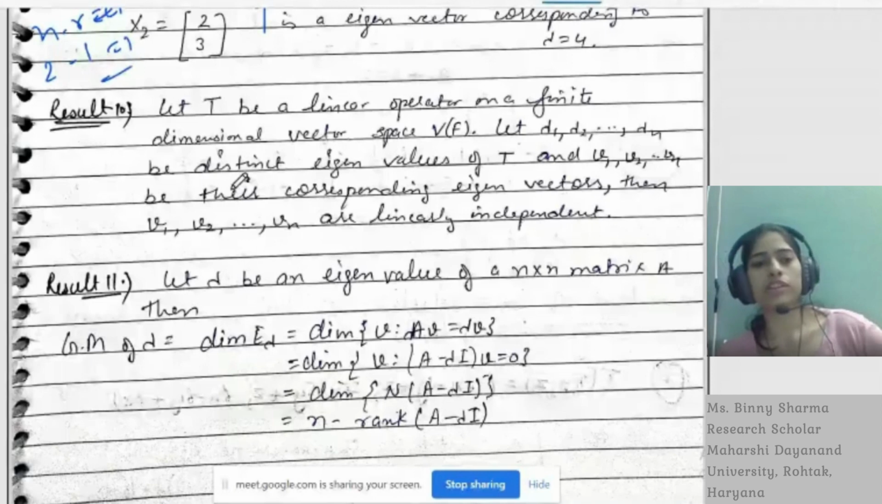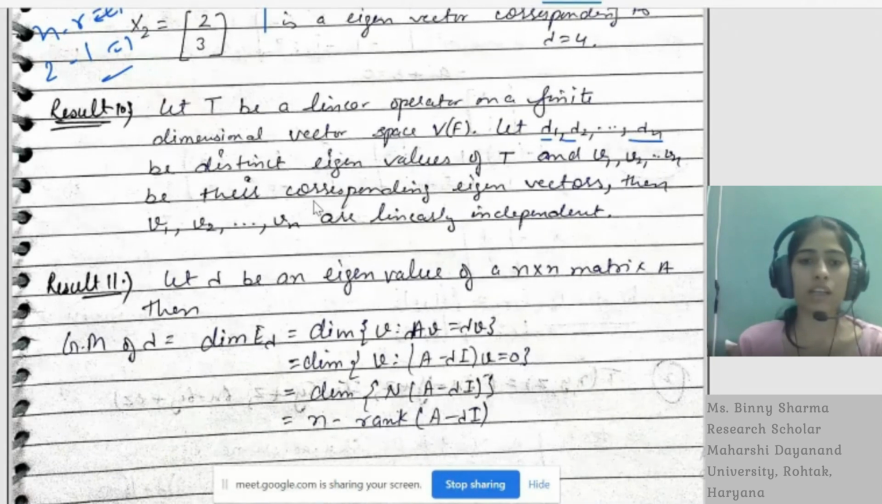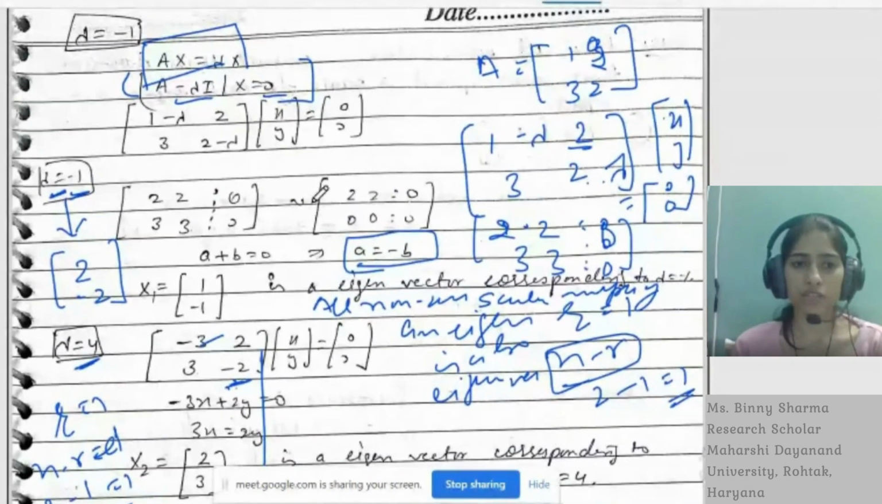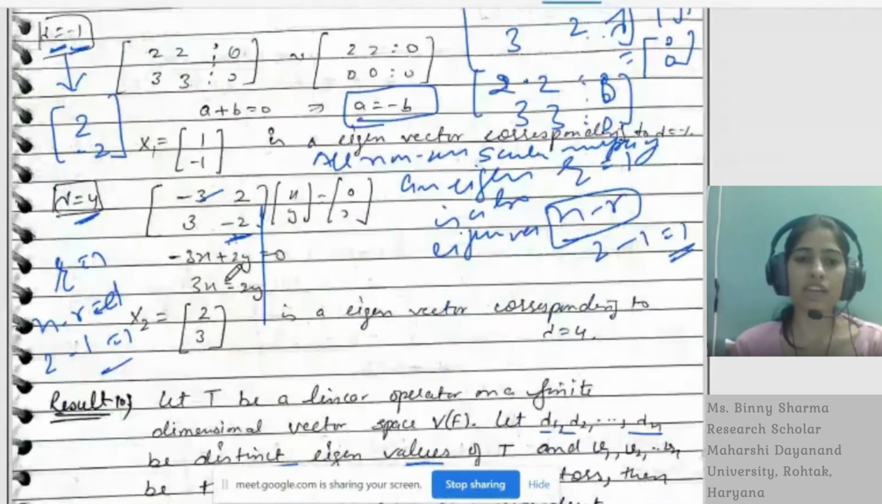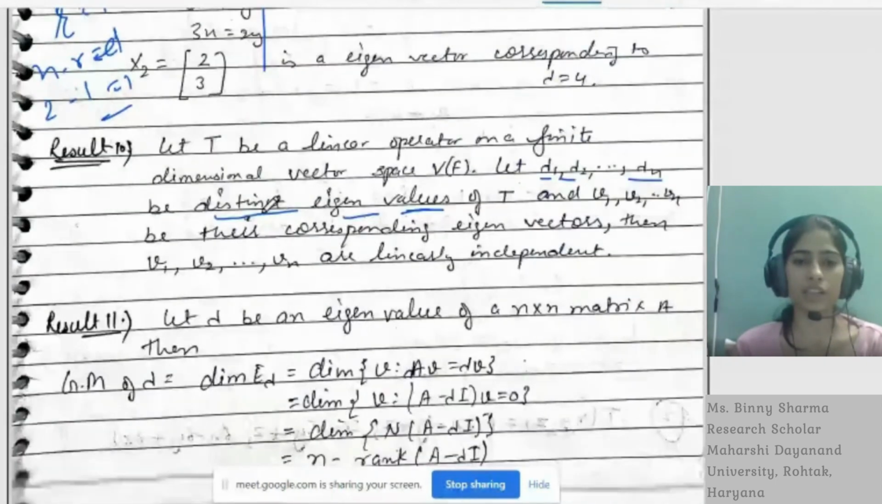It is one of the most important results. Let T be a linear operator on a finite dimensional vector space V, and let lambda 1, lambda 2, ..., lambda n be distinct eigenvalues of T, and V1, V2, ..., Vn be their corresponding eigenvectors. Then V1, V2, ..., Vn are linearly independent. In the above example, we have two eigenvalues and those are different, so their corresponding eigenvectors should be linearly independent.